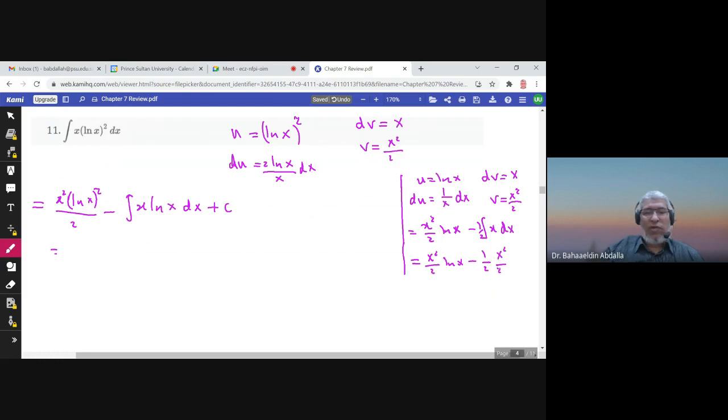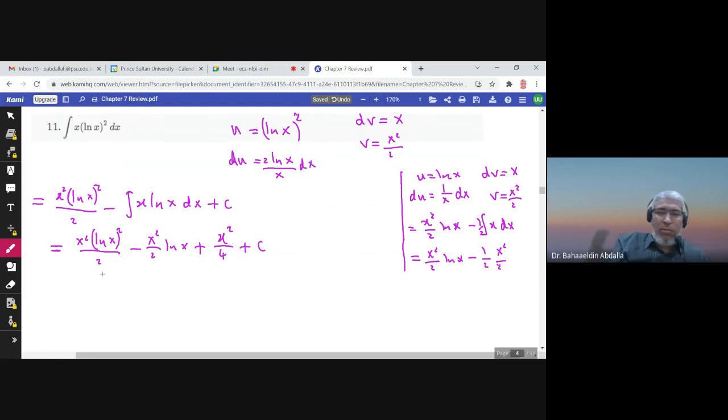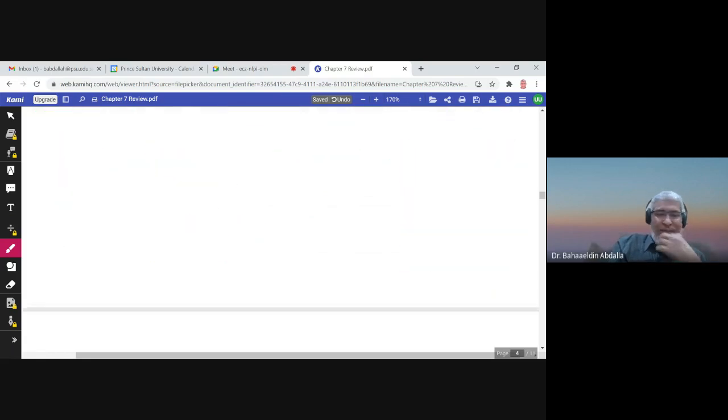So I can write the final answer here. x squared times ln x to the power 2 over 2 minus x squared over 2 ln x, minus times minus will be plus x squared over 4 plus c. So we used integration by parts twice.